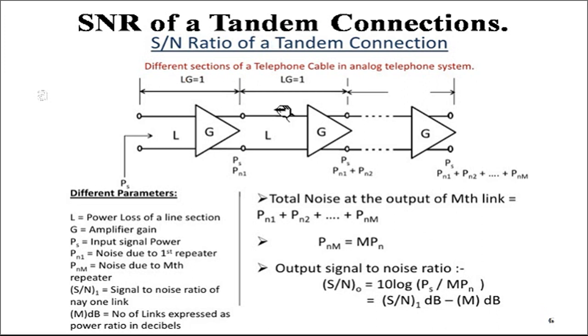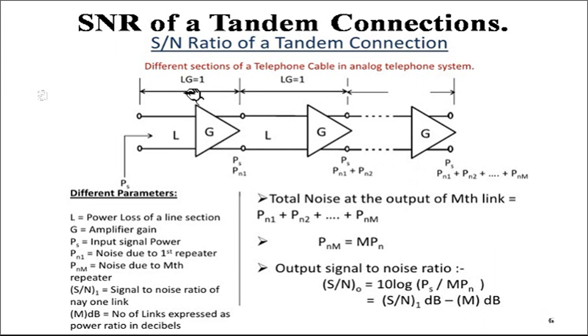You can just see this diagram. This diagram consists of amplifiers. These triangle shapes are nothing but the amplifiers, and G is the gain of each amplifier, where L is the power loss of a line section. P of S is the input signal power, and PN1 that you can see is the noise power due to the first repeater, second repeater, and so on.